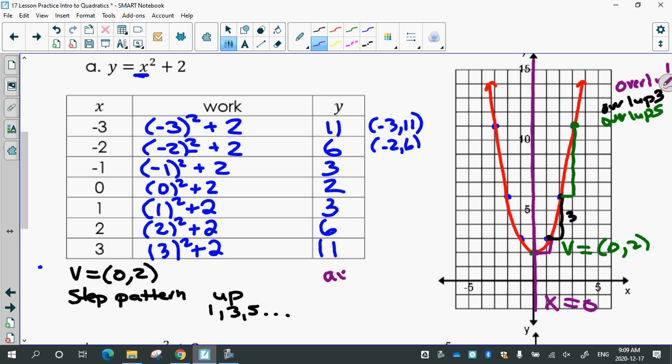So axis of sym. Some people write AOS for axis of symmetry. It's fine with me. What's that short for? X equals 0.